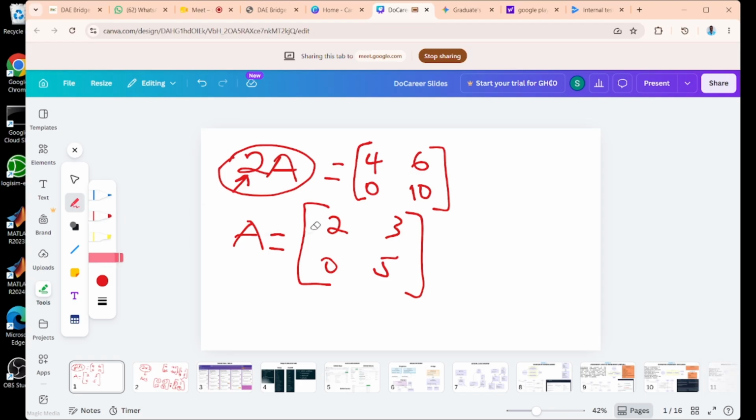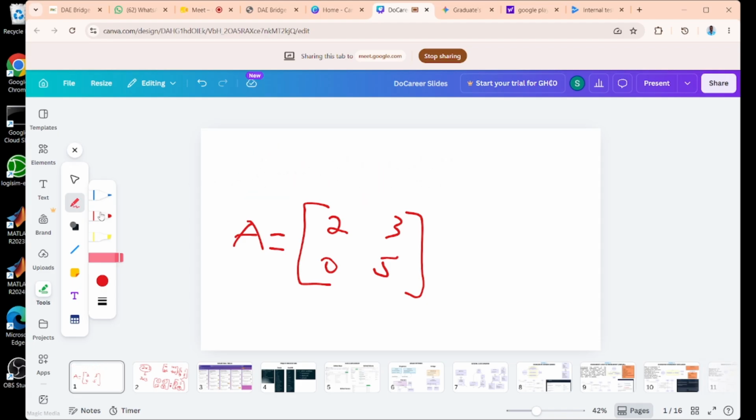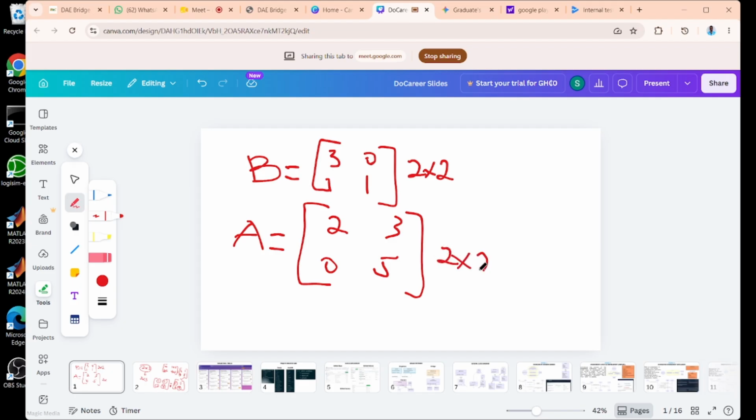Where it actually gets interesting is when you are multiplying two matrices, and there is a condition for two matrices to be multipliable. I don't know if that's even a word. So let me say matrix B is 3, 0, 1, 1. Remember that for addition and subtraction, the matrices should have the same size. The size for A is 2 by 2, and the size for B is 2 by 2, so these two can be added and subtracted. But are they multipliable?